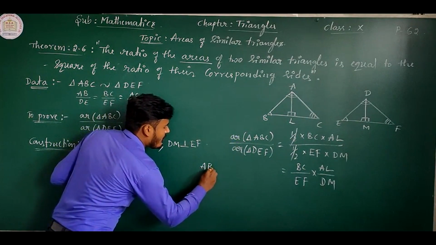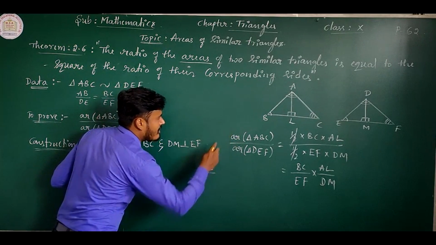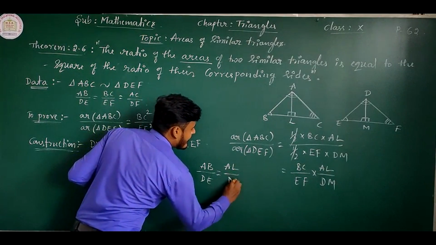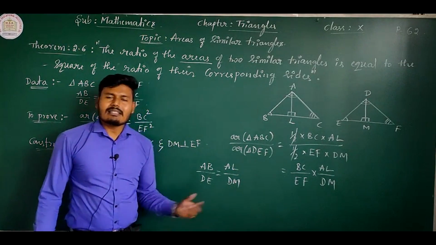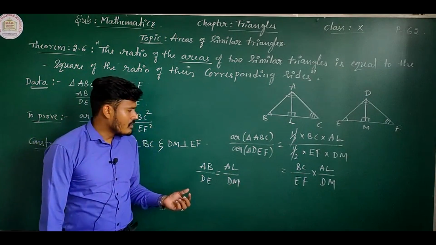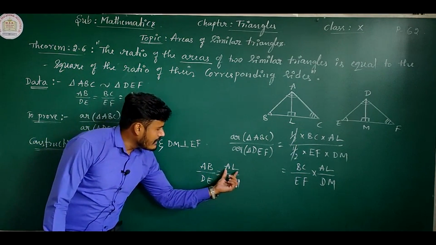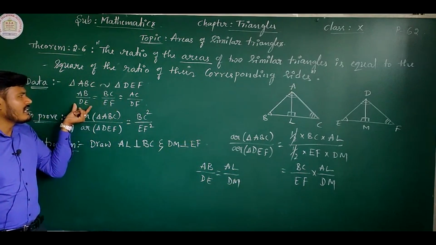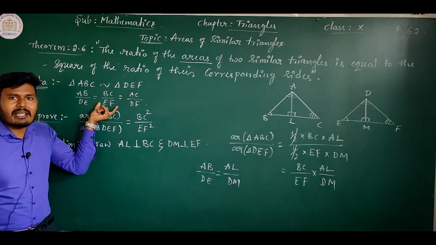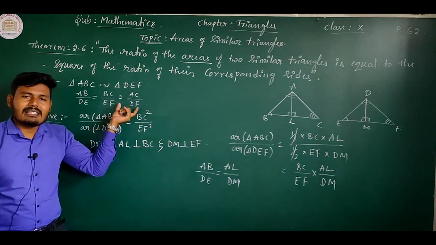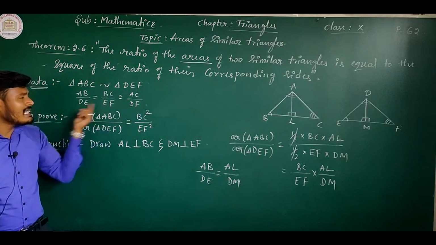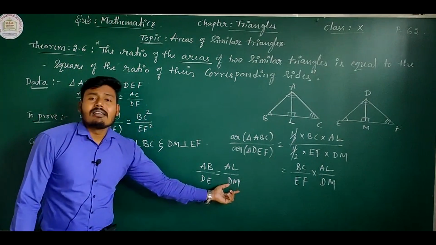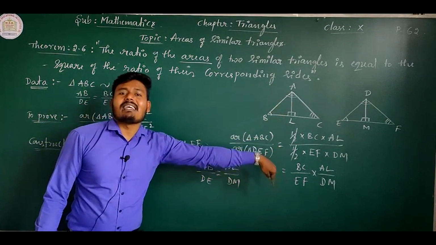If you consider those two similar triangles, then we get AB by DE is equal to AL by DM. This is also a corresponding pair of ratios. So you just observe here, AL by DM is equal to AB by DE. In the given data section, AB by DE is also equal to BC by EF, and BC by EF is also equal to AC by DF. So these three pairs of corresponding sides are proportional. That's why we can take AL by DM as BC by EF.